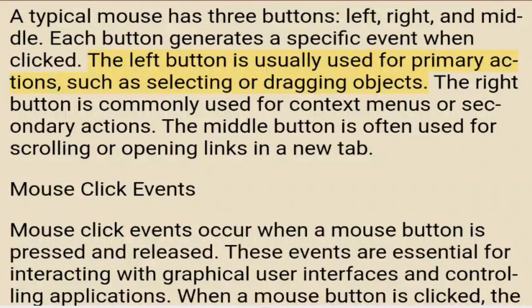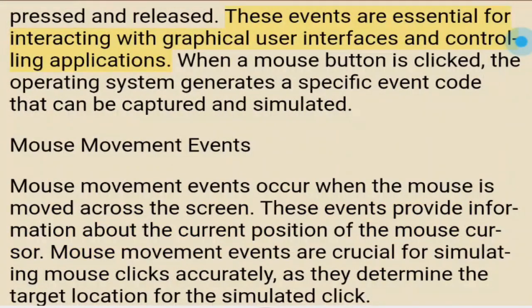The left button is usually used for primary actions, such as selecting or dragging objects. The right button is commonly used for context menus or secondary actions. The middle button is often used for scrolling or opening links in a new tab. Mouse click events. Mouse click events occur when a mouse button is pressed and released. These events are essential for interacting with graphical user interfaces and controlling applications. When a mouse button is clicked, the operating system generates a specific event code that can be captured and simulated.